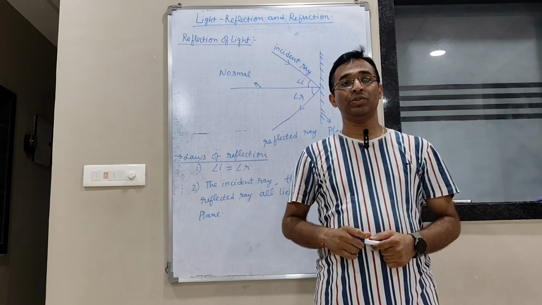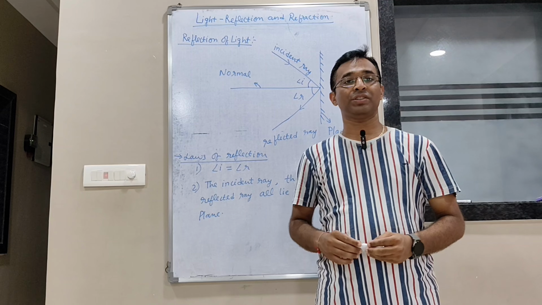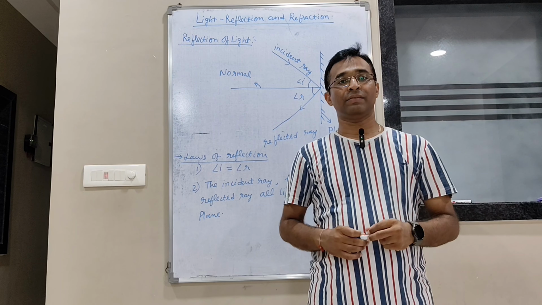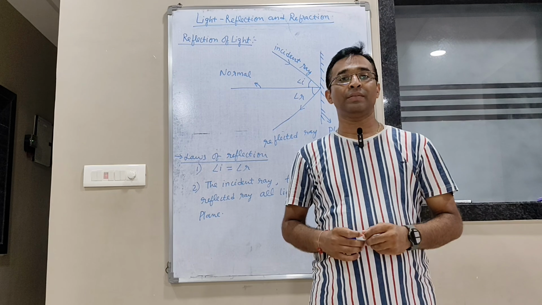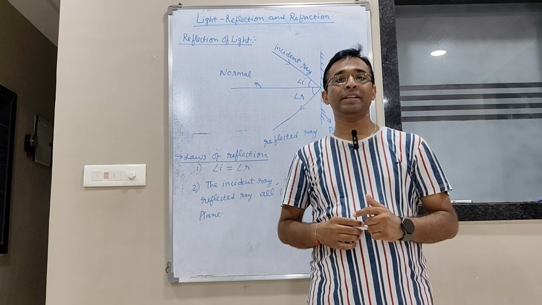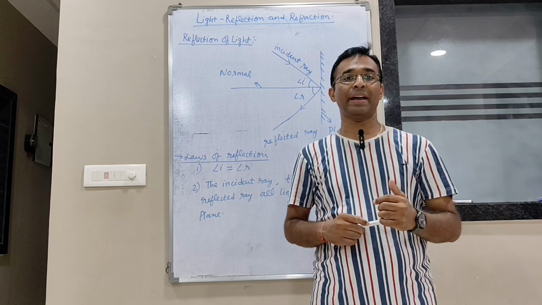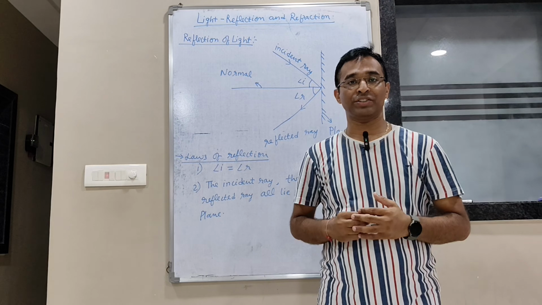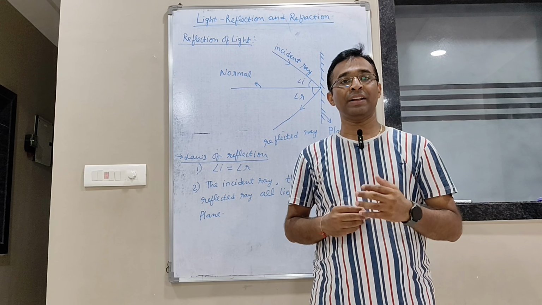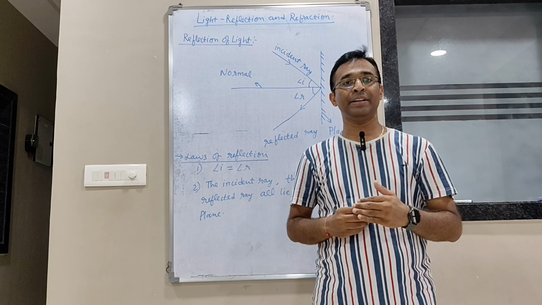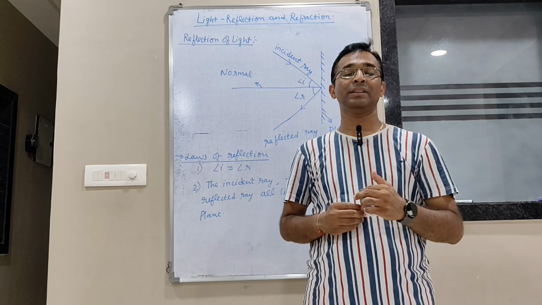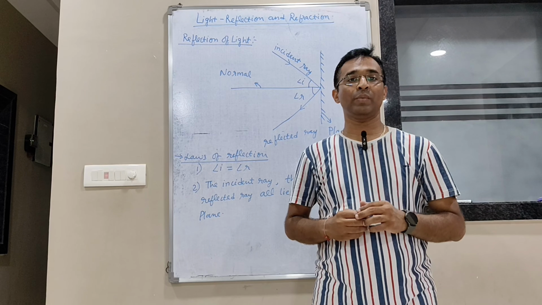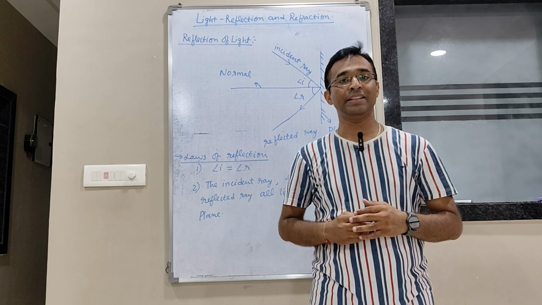Today we are going to start a new chapter which is light, reflection and refraction. In this chapter we are going to study two topics, first reflection and second refraction. In reflection, when a ray of light is incident in a medium and is reflected back in the same medium after striking a mirror, it is known as reflection. In refraction, when a ray of light is incident in one medium and changes its path in the other medium, it is known as refraction. So these are the two phenomena which we are going to discuss in detail in this chapter.